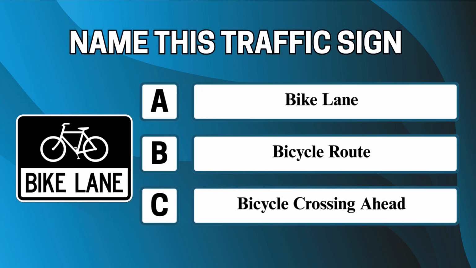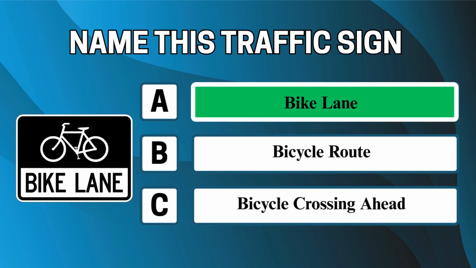Name this traffic sign. A. Bike lane. B. Bicycle route. C. Bicycle crossing ahead. Correct, it is the bike lane sign.